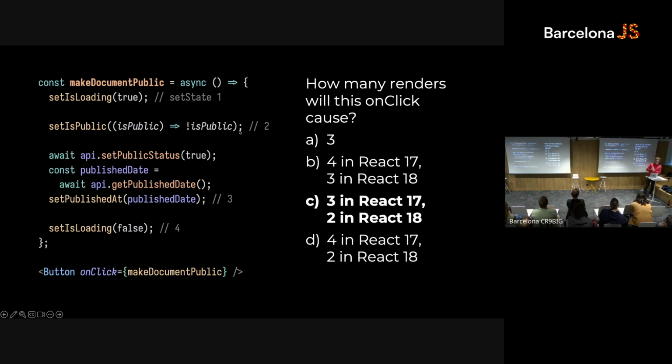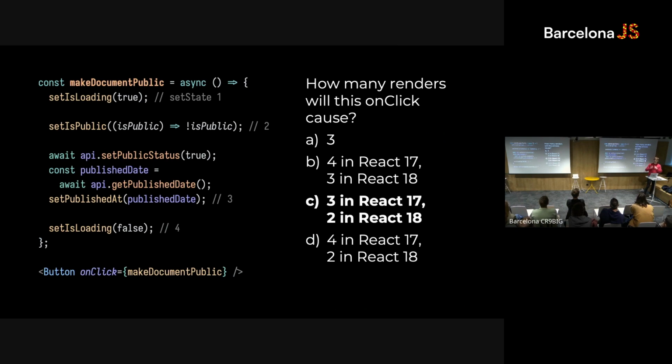Does anyone know why 3 and 4 aren't? It's not a question to you, Andrew. Does anybody else know why setStates 3 and 4 aren't batched in React 17? Any ideas? Any guesses? Yeah, exactly.